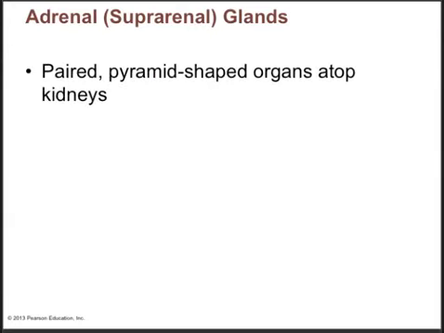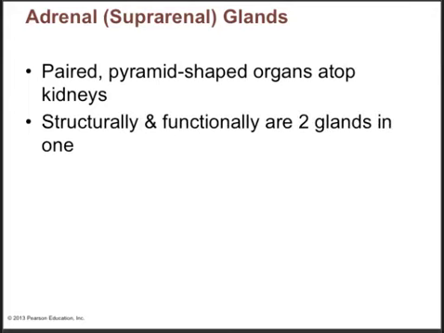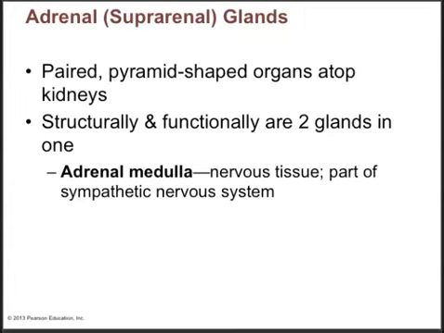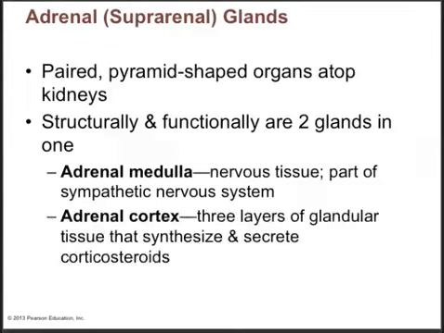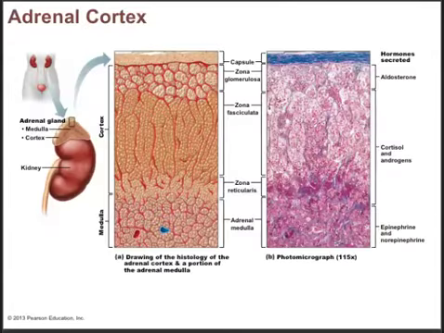The adrenal glands are a pair of pyramid-shaped organs that sit on top of each kidney. And there are actually two glands in one: an inner medulla, which is actually a modified secondary neuron in the sympathetic nervous system, which releases adrenaline directly into the bloodstream when the sympathetic division of the autonomic nervous system is active, and the adrenal cortex, which contains 3 layers of glandular tissue that synthesize and secrete corticosteroid hormones. These are, again, another class of lipid-soluble hormones that have a variety of different modes of action.